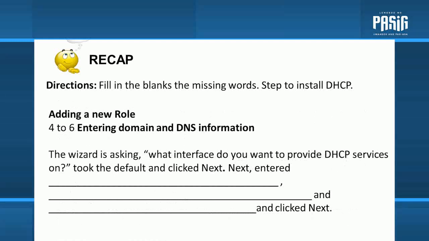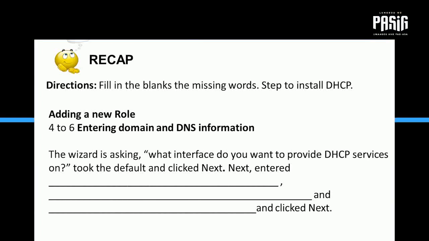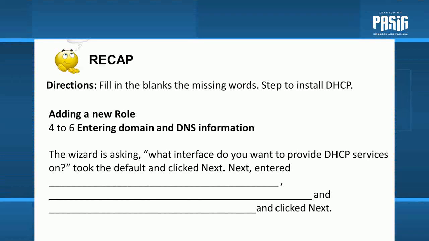Number 4 to 6. Entering domain and DNS information. The wizard is asking, what interface do you want to provide DHCP services on? Took the default and click Next. Next entered blank, blank, and blank, and click Next. The answer is parent directory, add, and DHCP v6.